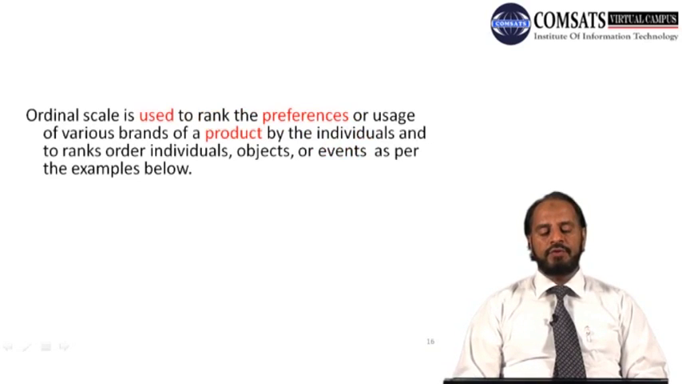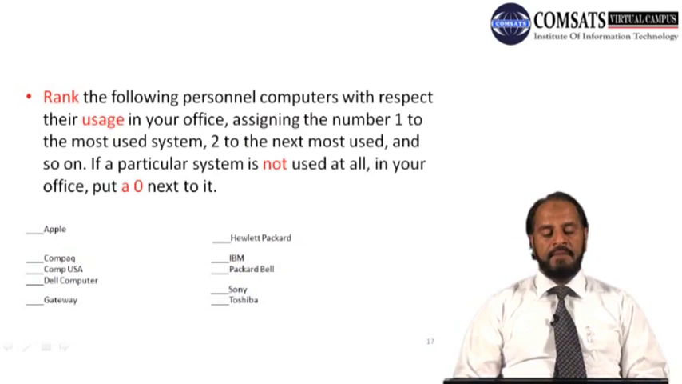So the ordinal scale is used to rank the preferences or the usage of various brands of product by individuals, and the ranks order individuals and objects as per the example below. If that's what you want to know, you can rank, let's say, how many computers you have in your organization. This information will give you the kind of preference you have in your organization. Let's say you have 5 Apple computers and 20 IBM computers. You can find the choice is more for IBM as compared to Apple computers.